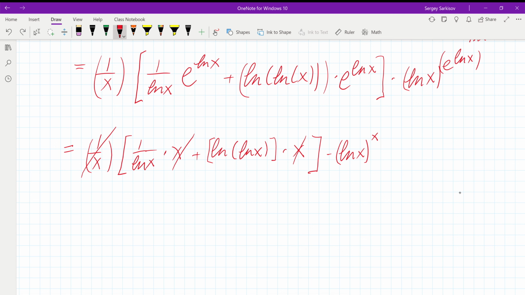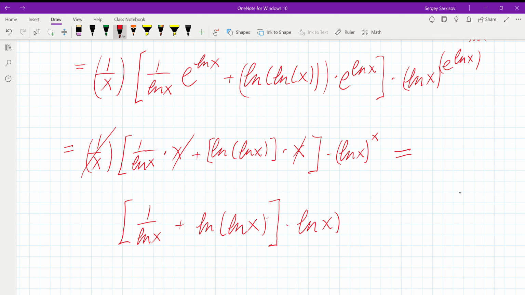So this is equal to what? Finally, the x's cancel. Let me write this first, so it looks nicer. Let's do brackets: 1 over ln x, because x is canceled, plus ln of ln x, right? And then all that times ln x to the x power. Okay? Wow, right? Cool. This is interesting.